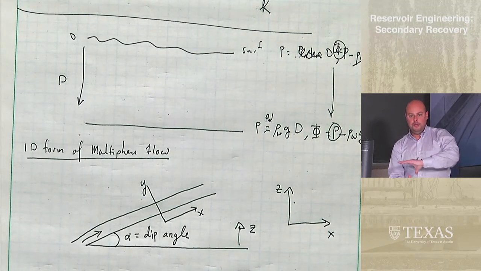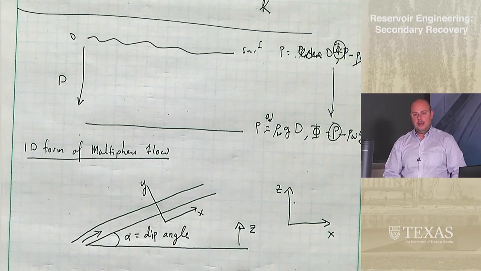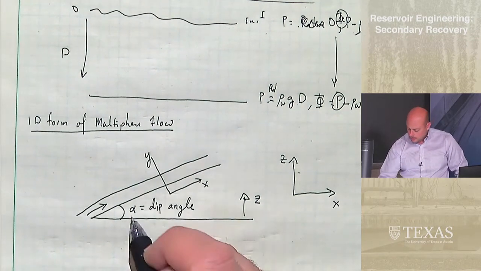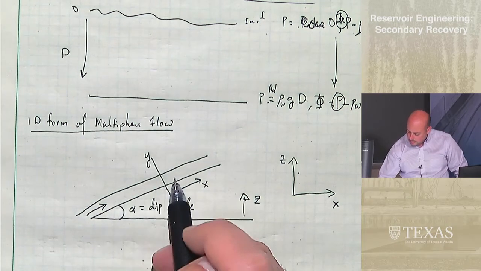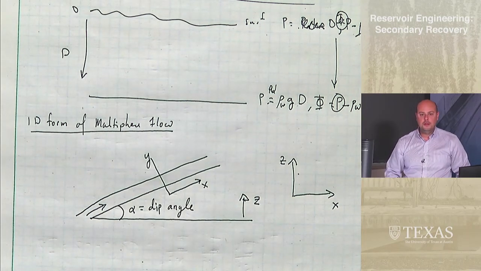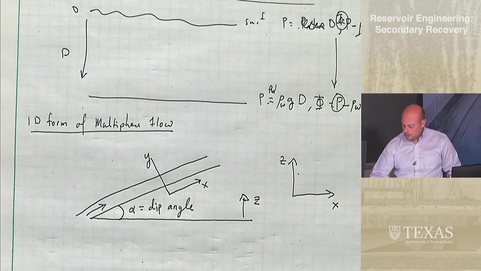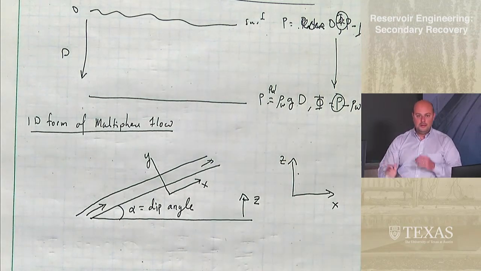But we moved our coordinate system, we put it at an angle, so that angle is in agreement with our dip angle. So here's our reservoir, but it's at some sort of dip angle. And so it's really just 1D flow, but it's 1D at this dip angle.